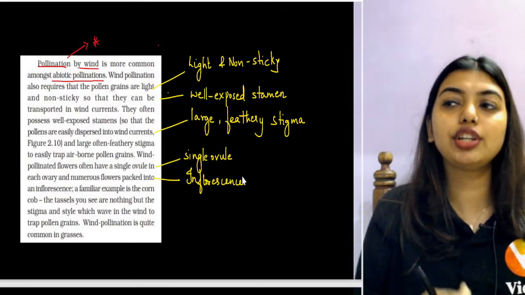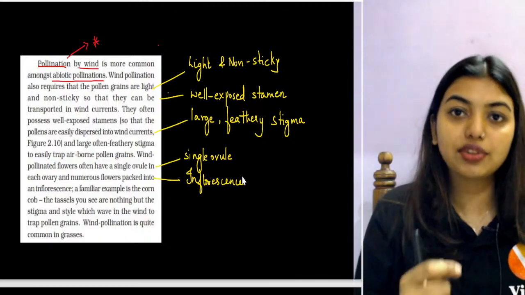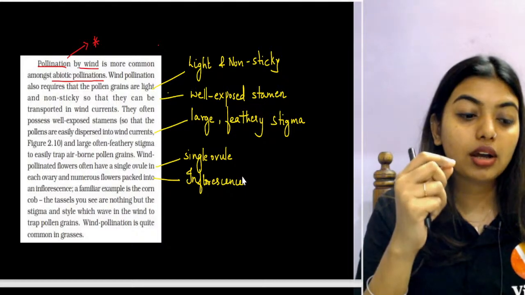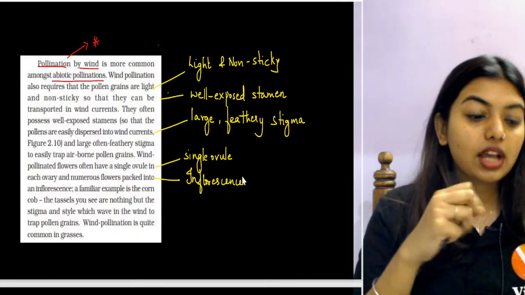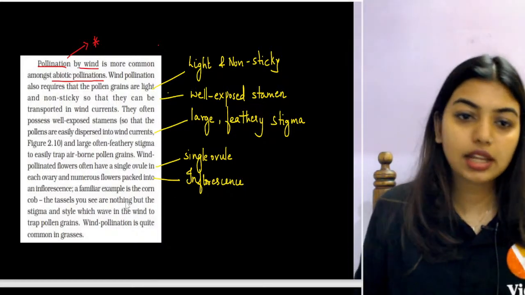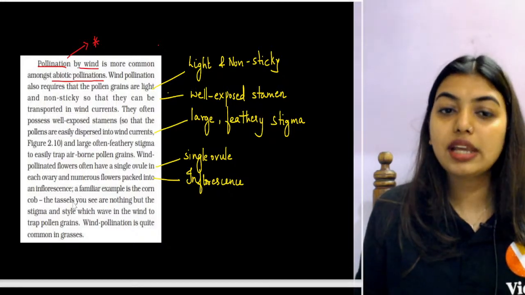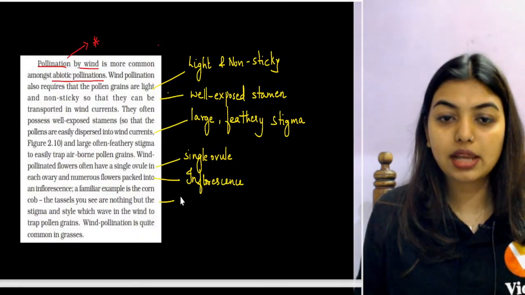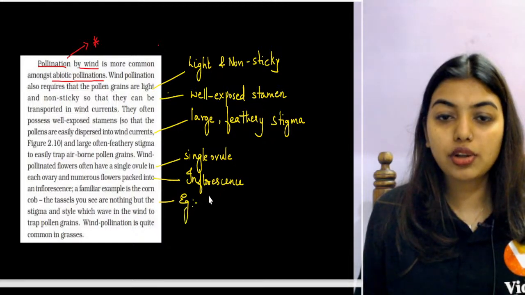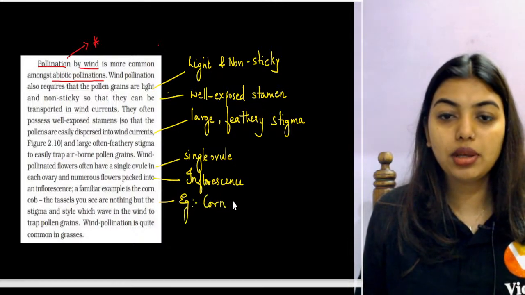In insect pollination, we bother about the size of the flower, we bother about the color, all this we bother. So here it can be an inflorescence. A familiar example is the corn cob. So the example here given is corn cob.